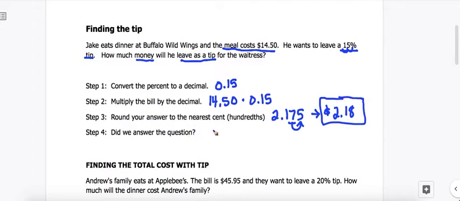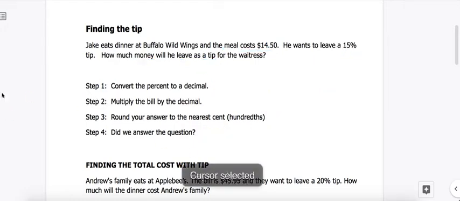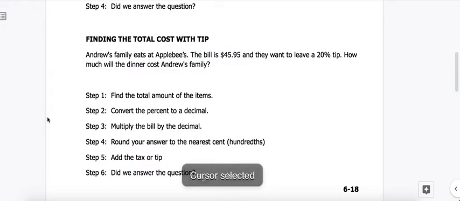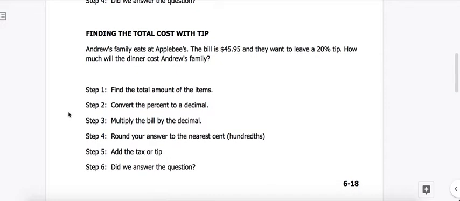So what I do when I multiply the bill by the decimal like this, all I'm doing is calculating the tip. And so did we answer the question? Yes, we did, because it said how much money will he leave as a tip for the waitress. Okay, now if I want to find the total cost with the tip, there's going to be an extra step. So we're still going to calculate the tip the same exact way.